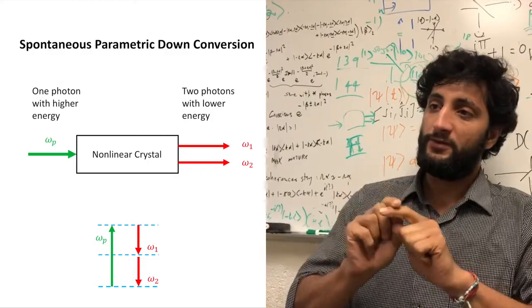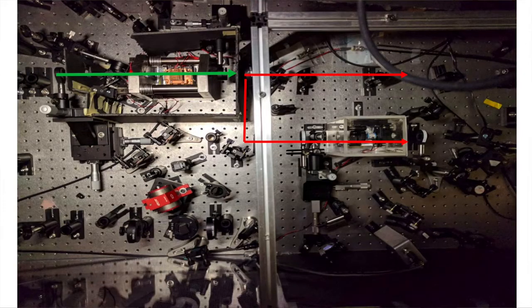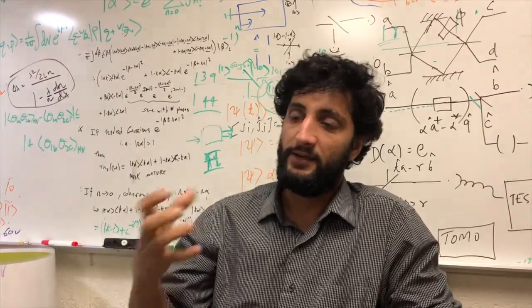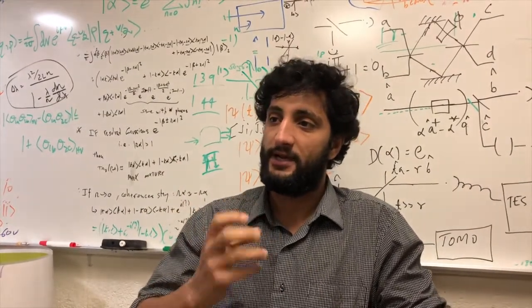Now these two red photons travel through two different paths. When you measure one of the photons, you are 100% sure that there's a photon on the other side of the experiment, and that's how we produce this single photon state, which is further characterized by this detector called a transition edge sensor.